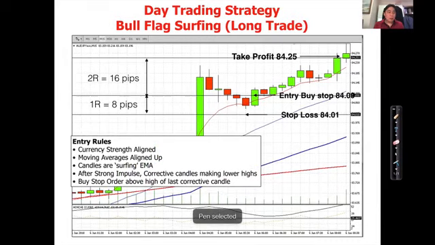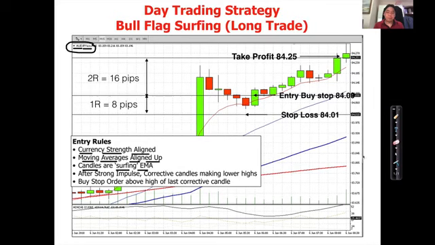Okay, so the first thing is the currency strength must be aligned. In this case, we are trading the Aussie yen, so we want to make sure the Aussie is green and the yen is red, right? So we buy the Aussie, we sell the yen, which means we are going long the Aussie yen pair. Next, moving averages must be sloping up, right? They're sloping up, moving averages going up. Candles are surfing the EMA.